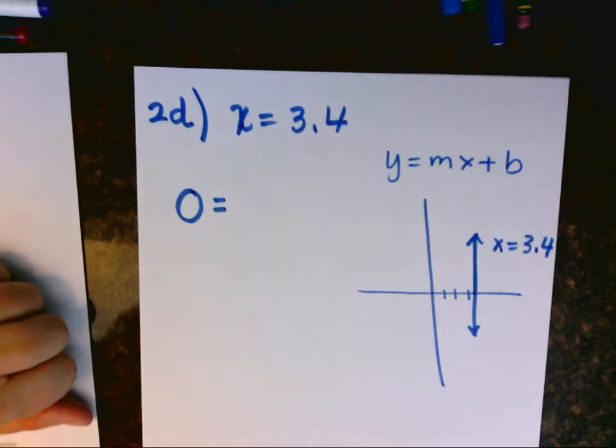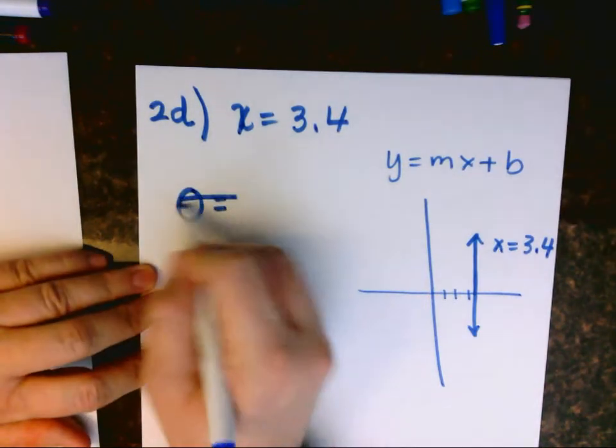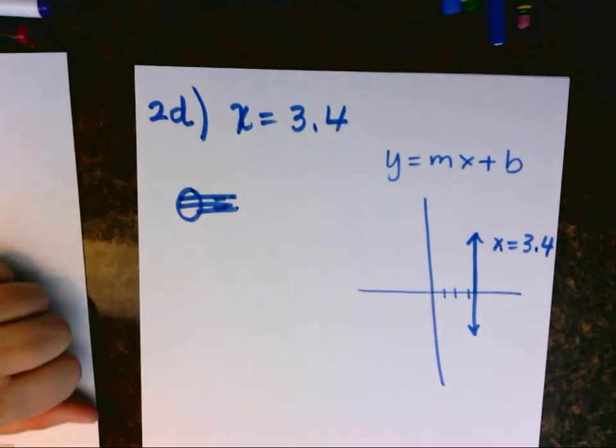X is always equal to 3.4. So let's just think about this one. This is one we need to think about, okay? It's a special case.